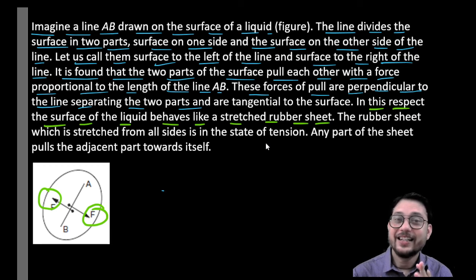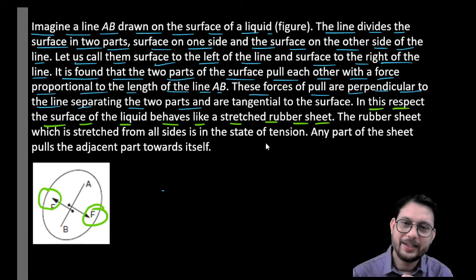There is an asymmetrical force. Whenever there is an asymmetrical force, there must be an unbalanced condition, and we find a resultant force acting in some particular direction, because force is a vector. So what is the direction? The direction is perpendicular to the line we have drawn on the surface of the fluid.